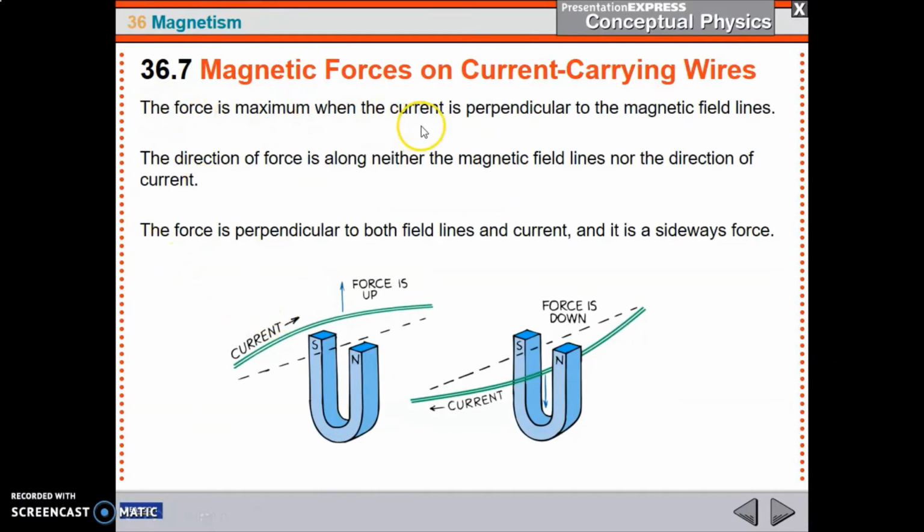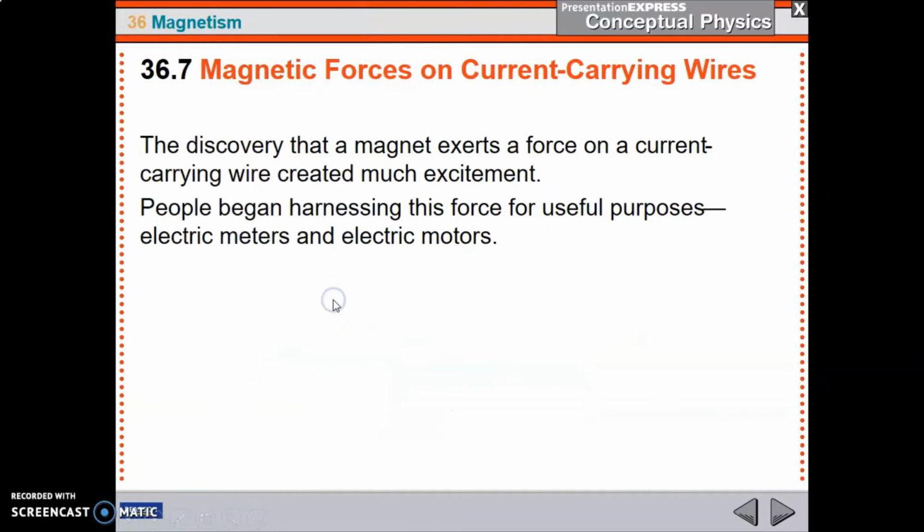The force is maximum when the current is perpendicular to the magnetic field lines. So the magnetic field lines are going from the north into the south, and this current is going perpendicular. So these lines, the magnetic lines are going that way, and the wire is going literally 90 degrees against it. The direction of force is along neither the magnetic field lines nor the direction of current. So the current is going this way, the field lines are going that way, and the force is going up.